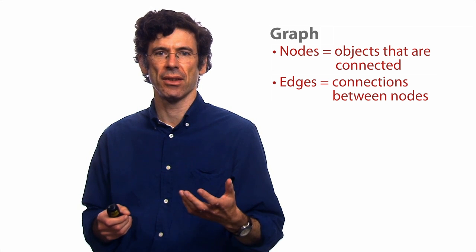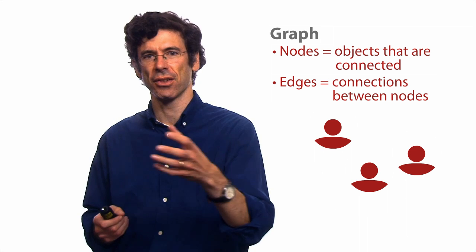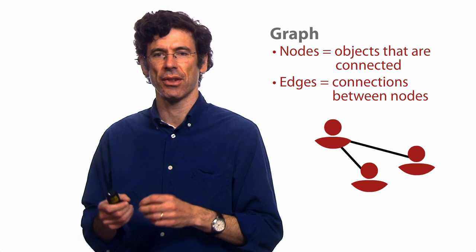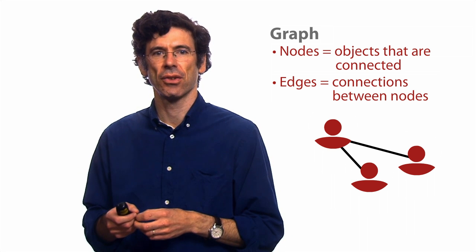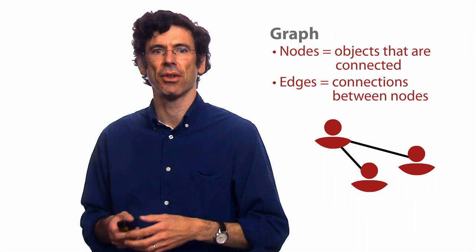So for example, in a social network, the people could be the nodes, right? Those are the things being connected in the social network. And then the friendships are the edges. So if two people are friends, we say there's an edge between them. Right? So certain things in a graph have edges connecting them and certain other things don't.